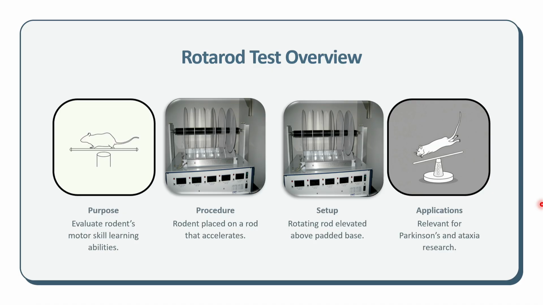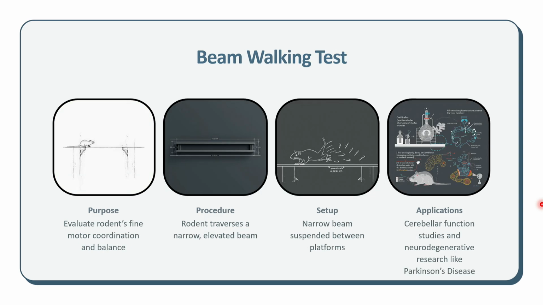Moving on, this is the overview of rotarod test. So it is used to evaluate rodents' motor skill, learning abilities, and the procedure is that the rodent is placed on a rod that accelerates, and the rotating rod elevated above padded base. So this is just the setup and applications of rotarod test. Applications are relevant for Parkinson's and ataxia research.